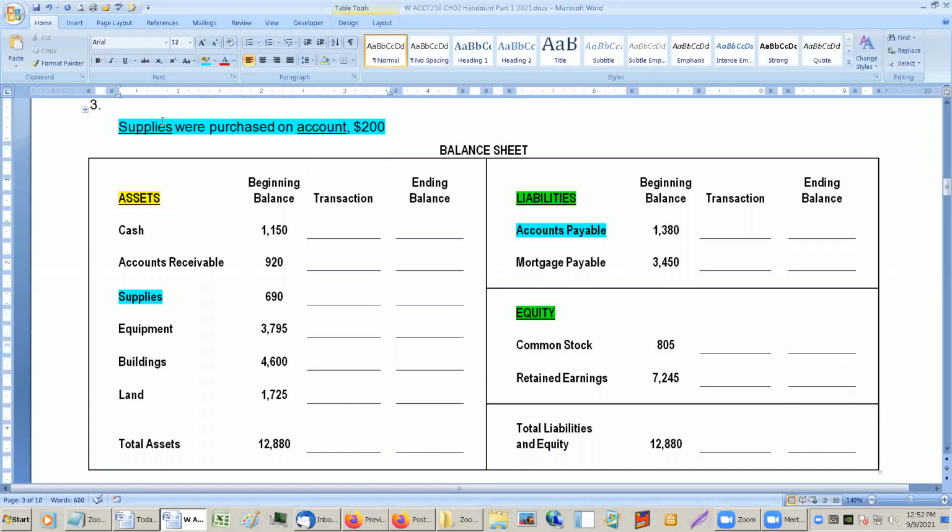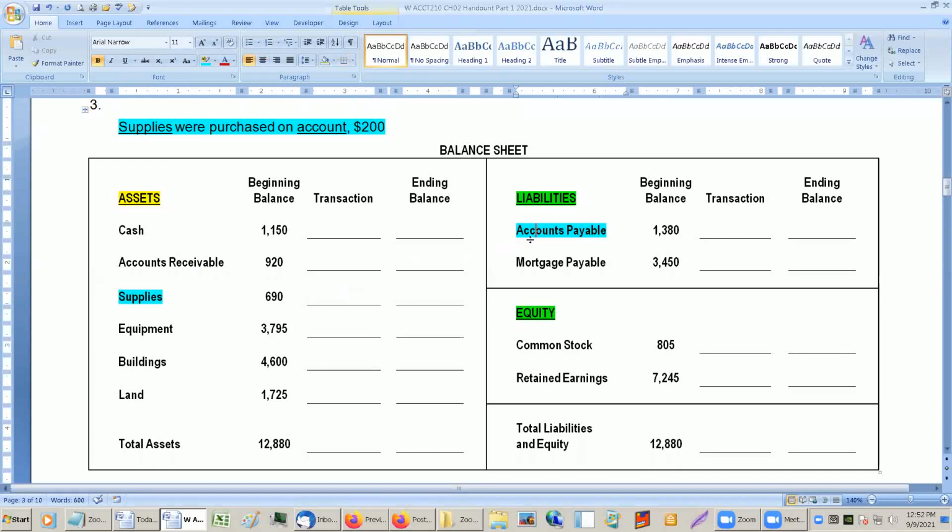So if you owe somebody else, so we bought supplies on account, we owe them money. We haven't paid for it yet. So if we owe somebody else, it's an accounts payable. If they owe us, it's accounts receivable. And this is one of the things you get kind of used to as you go through here. If they owe us, it's accounts receivable. If we owe them, accounts payable.